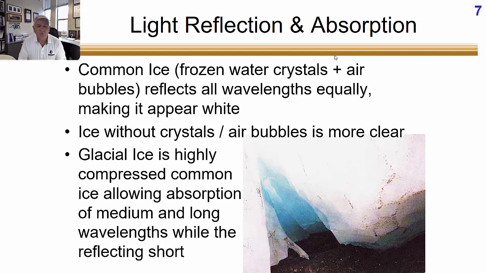Glacial ice is more compressed, and so sometimes that compression causes the ice to reflect blue more, short wavelengths more than the other wavelengths. And so it takes on this bluish tint, particularly deep in the glacial ice where it's really compacted.